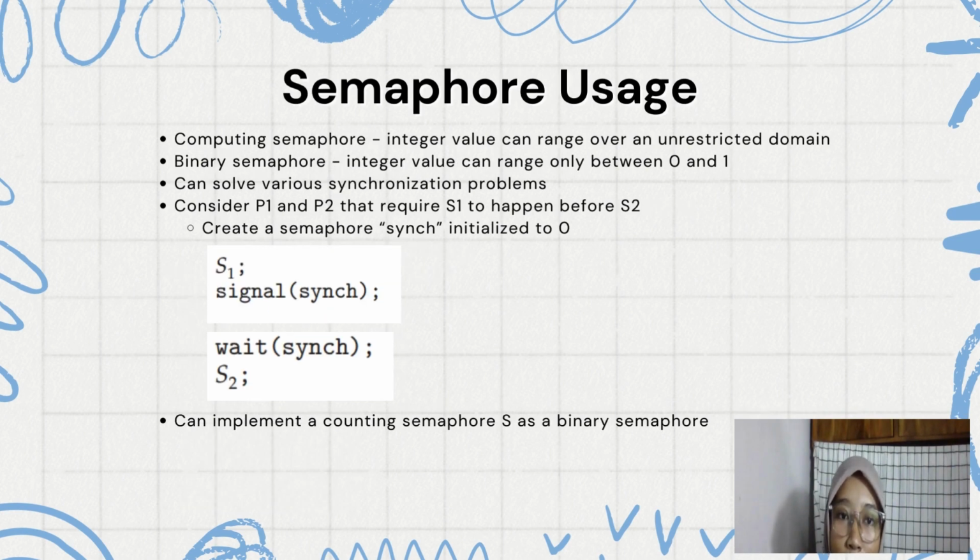A counting semaphore means the integer value can range over an unrestricted domain. A binary semaphore means the integer value can range only between 0 and 1. Semaphores can solve various synchronization problems. Consider P1 and P2 that require S1 to happen before S2. Create a semaphore synch initialized to 0. We can also implement a counting semaphore as a binary semaphore.